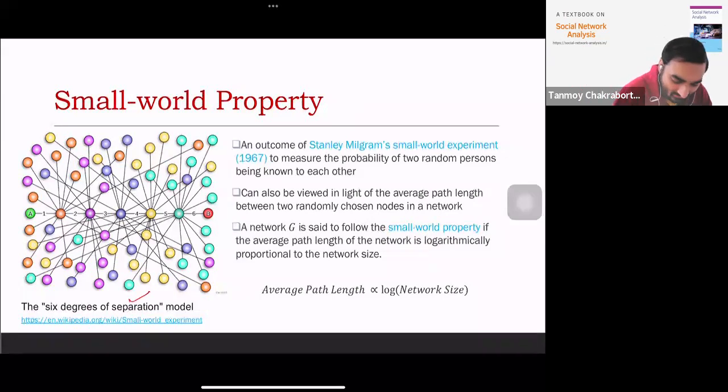So let's look at the small world experiment that was conducted by Stanley Milgram. Stanley Milgram is a famous American social psychologist. He is also well known for a lot of crazy experiments that he had done. He conducted this experiment in 1967. Now, what was this experiment?